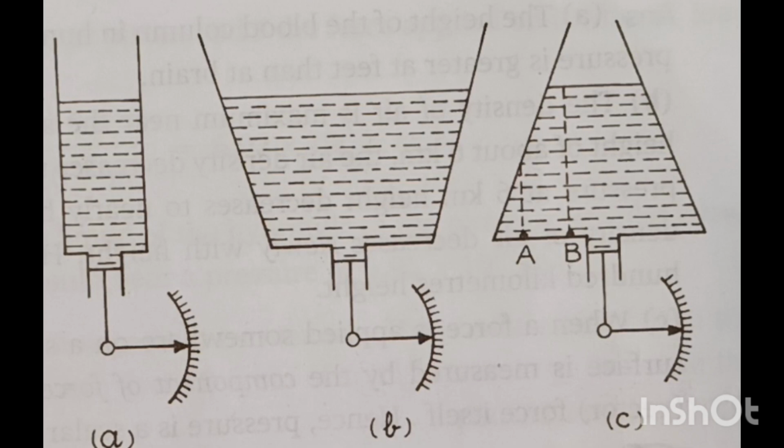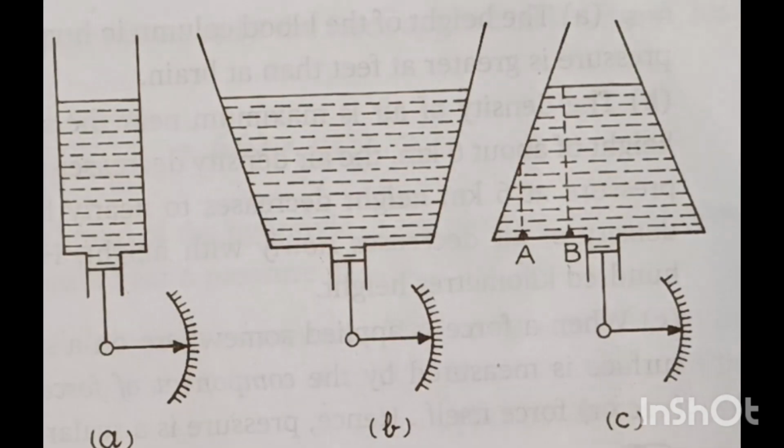Here we can see three vessels of different shapes, but they are filled with the same liquid up to the same height. Then we find the pressures at the bottom of all three vessels are the same, as shown by the pressure meters. Although the quantity of liquid in different vessels is different, the height is the same. The height of the liquid level from the free surface is the same, and the density of the liquid is the same everywhere. So the pressure is equal in all three cases at the bottom of these vessels.